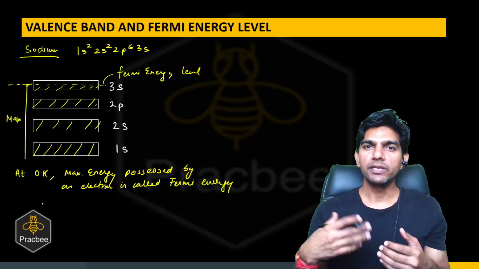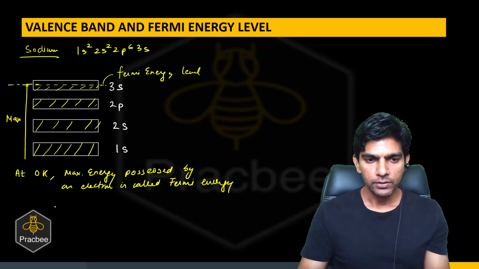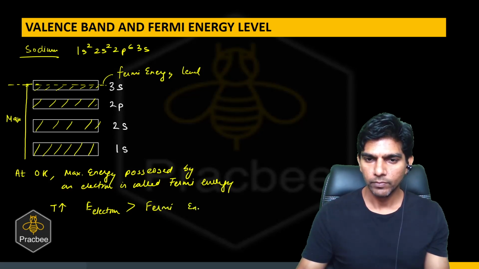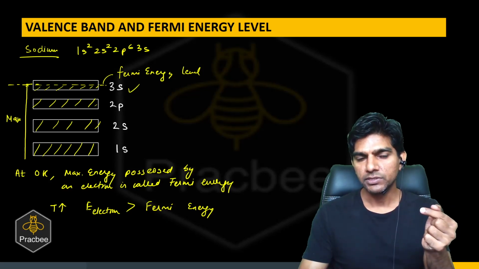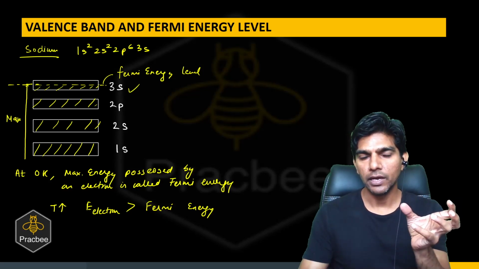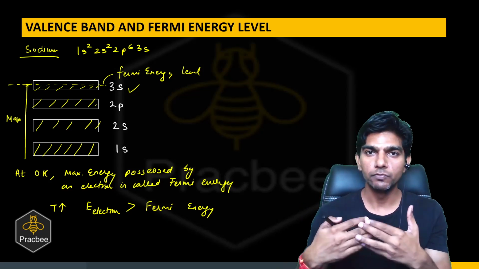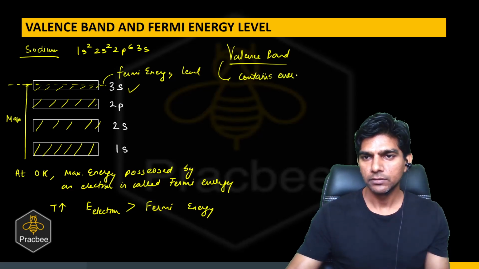Okay, so what happens if we increase the temperature? If we increase the temperature, then there will be electrons having energy greater than the Fermi energy level. And if I consider the valence shell, this 3s orbital, the electrons having energy in the 3s orbital are known as valence electrons. And the energies of valence electrons constitute another band, which is known as the valence band. So the valence band contains energies of valence electrons.